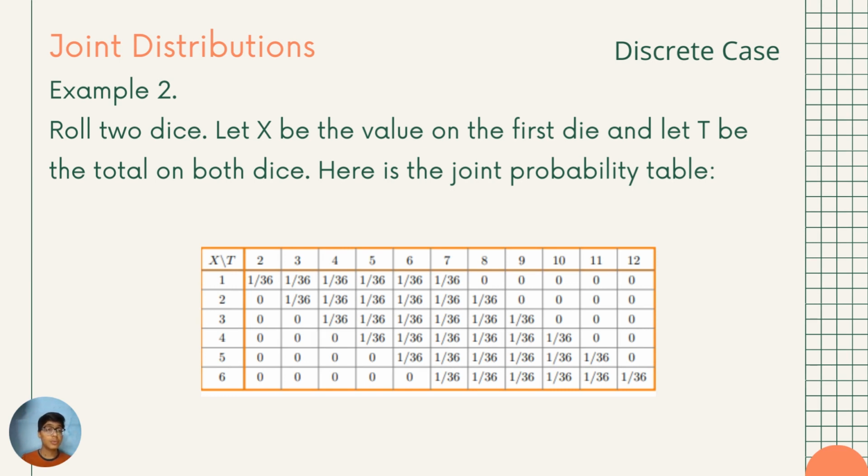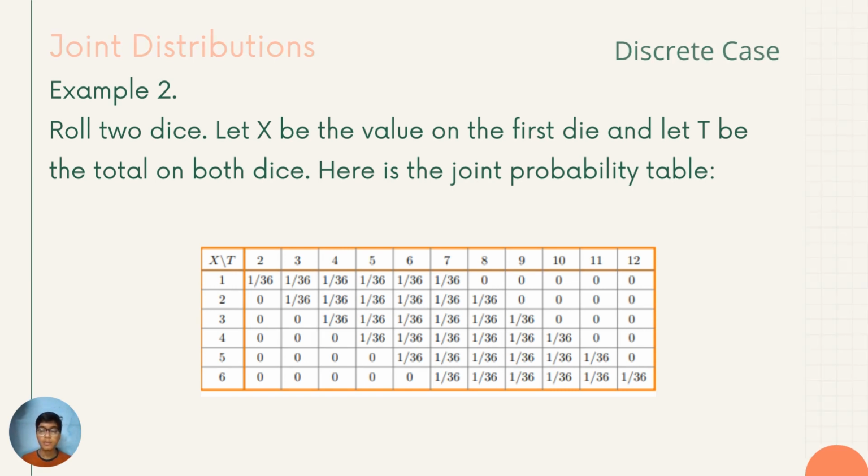Example 2. Roll two dice. Now let capital X be the value on the first die and let T be the total on both dice. Here is the joint probability table for this case.